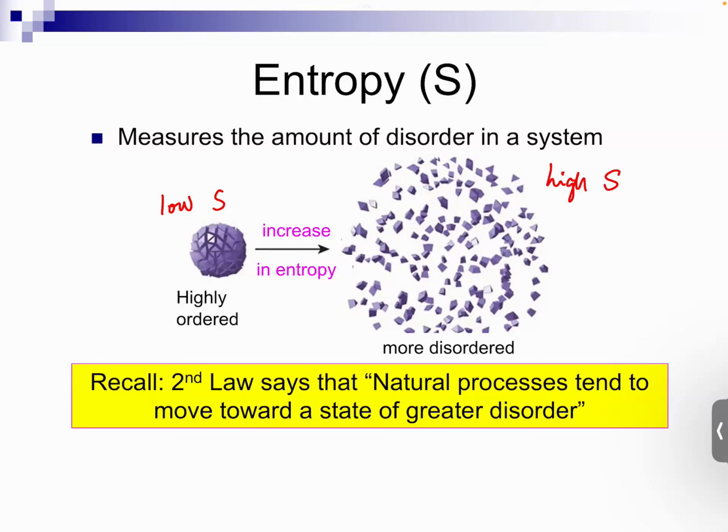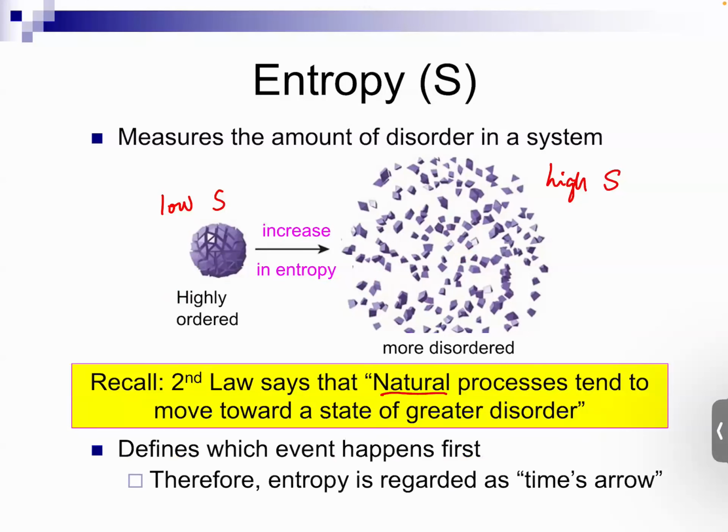All right. And so the second law of thermodynamics tells us that it's a natural process. You'll always end up with a highly disordered system. And so we can also say that entropy specifically defines which event happens first, because it's very specific. You start with a nice orderly system, and then you end up with a disorderly, messy system. So entropy sort of gives us an idea which event happened first. You start with an orderly system, and the disorderly system happens later compared to the orderly system.